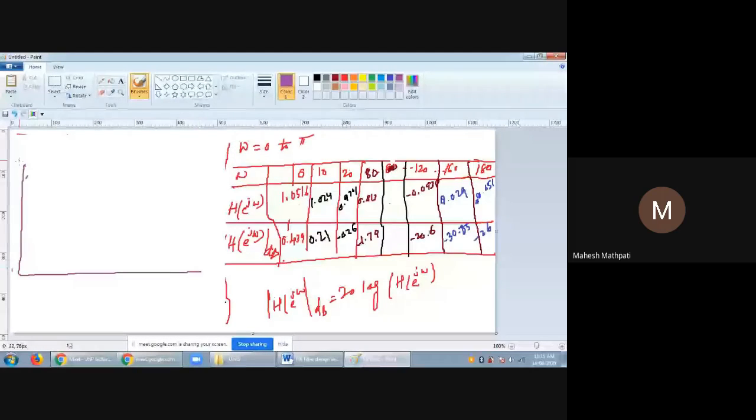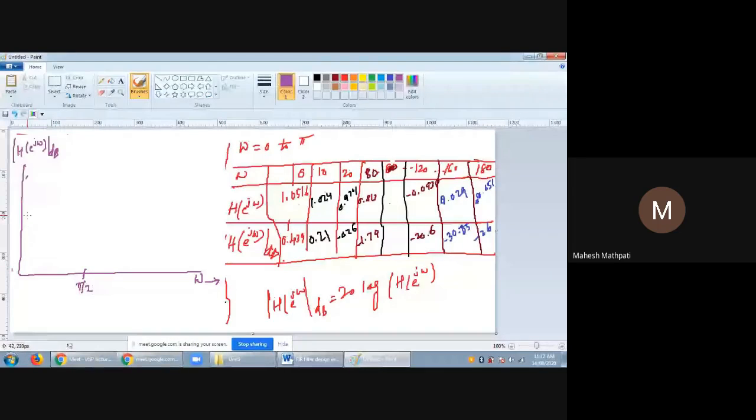On this side we will have H of e power j omega in dB. This is in dB. With respect to, we are plotting it with respect to the omega value. So this is omega. So our cutoff value is pi by 2. That is the omega value we have noted already.